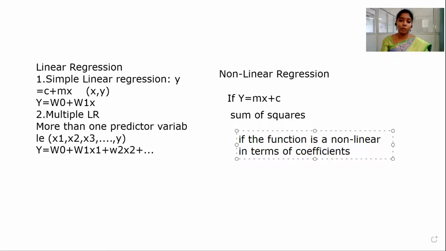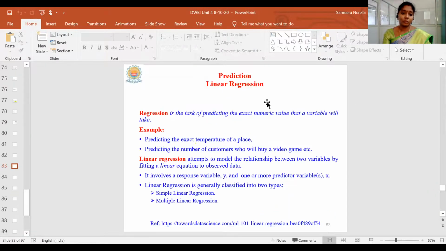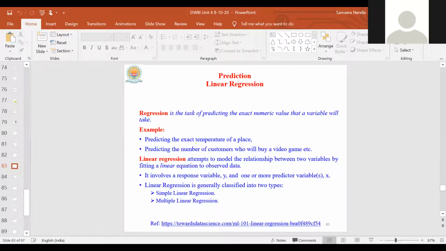Let me share the PPT so that you can get more from this. You can share that. Is the screen visible? Yes, okay.